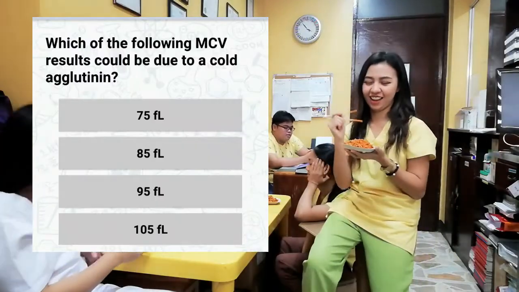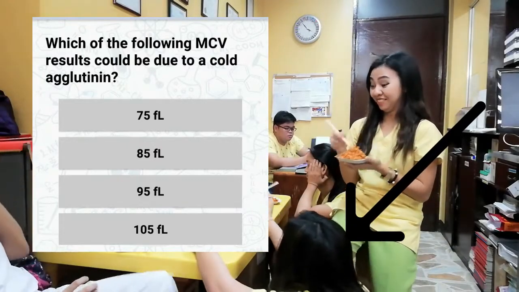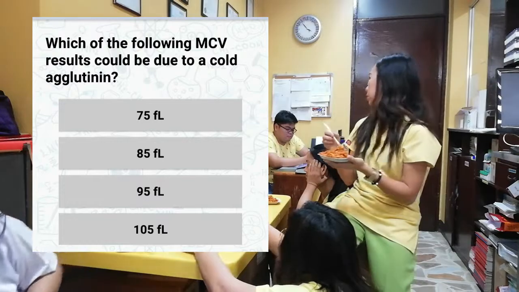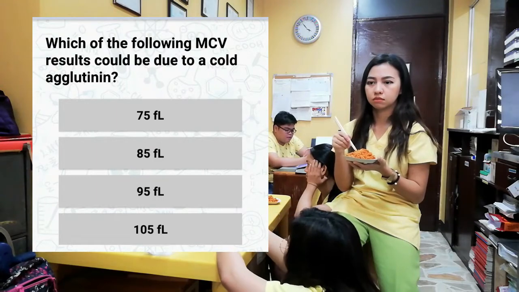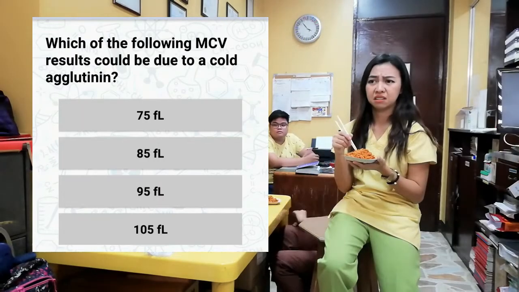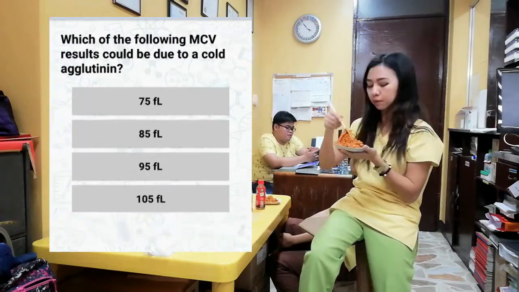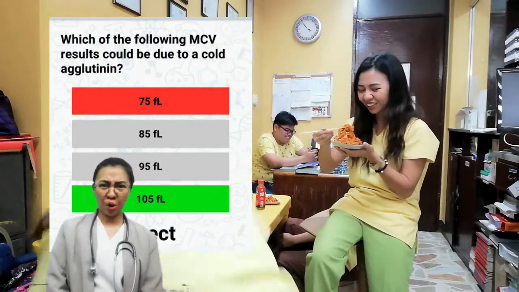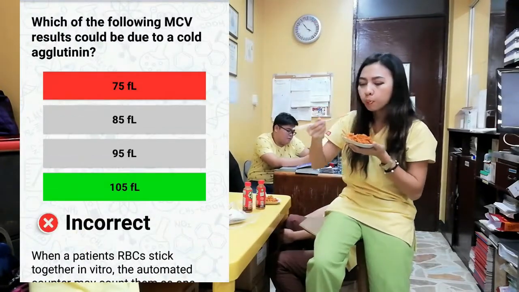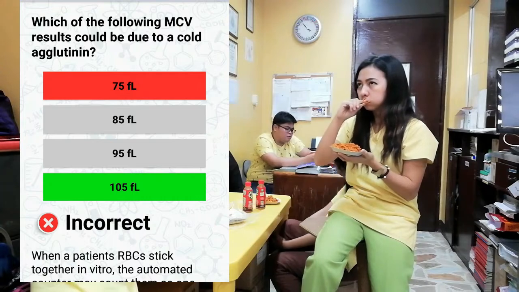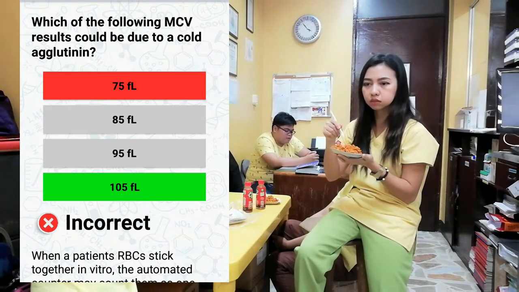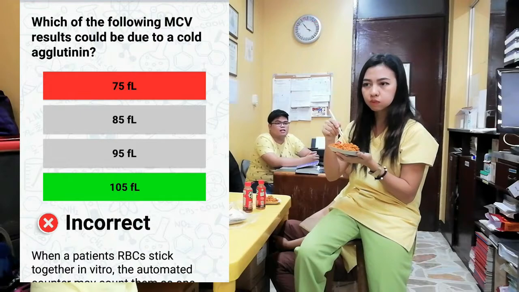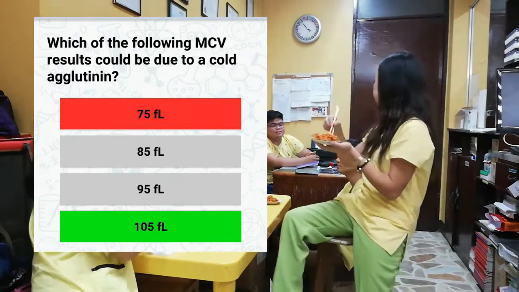Okay, next si Ma'am Krisha. Question is, which of the following MCV results could be due to a cold agglutinin? Letter A is 75 FL, letter B is 85 FL, letter C, 95 FL, letter D, 105 FL. 105! Okay, correct yun.